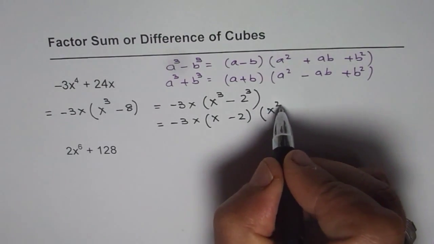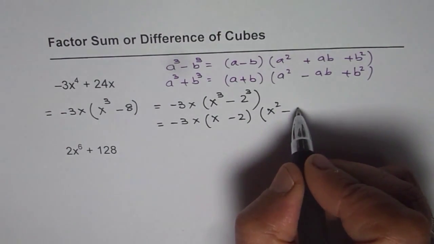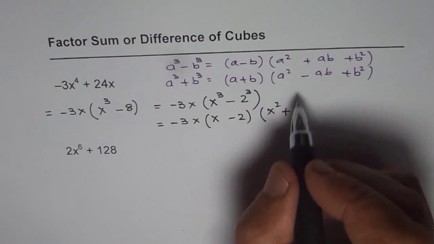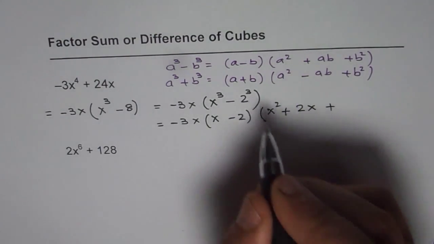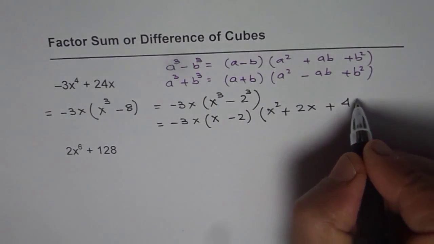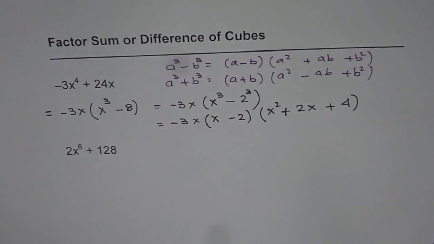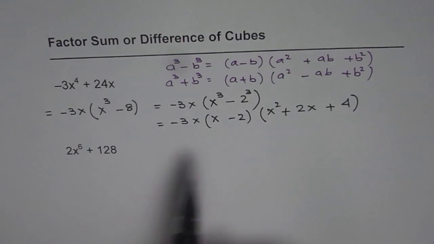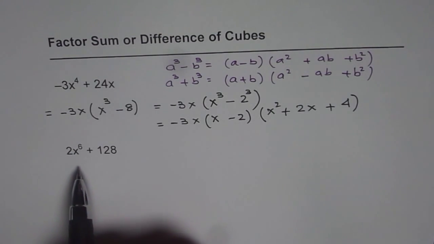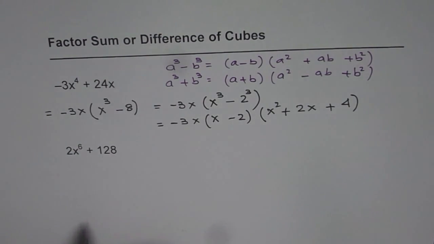Then we get x squared plus the product of these two, 2x, plus b square, which is 2 square, which is 4. So that is how you get your answer, correct? That is the factored form of the difference of cubes, right? This is a difference. Now let's do the next one, which seems to be a sum of cubes.